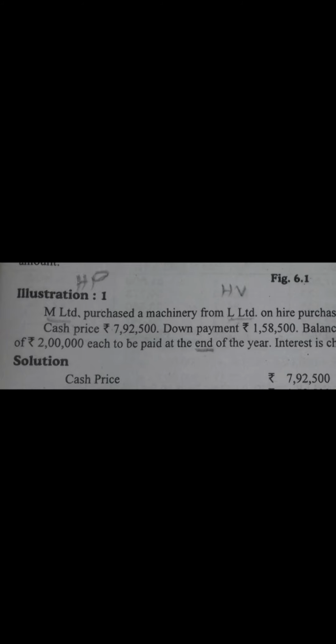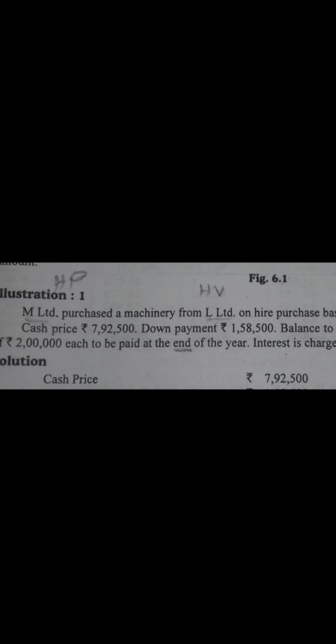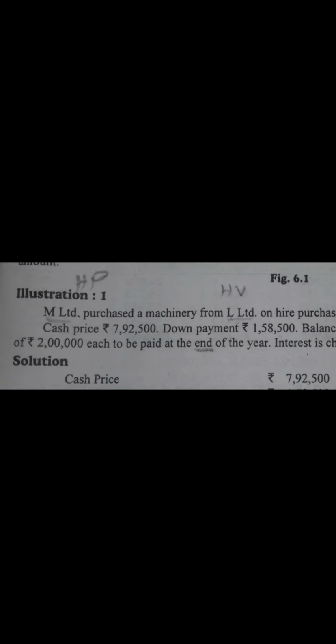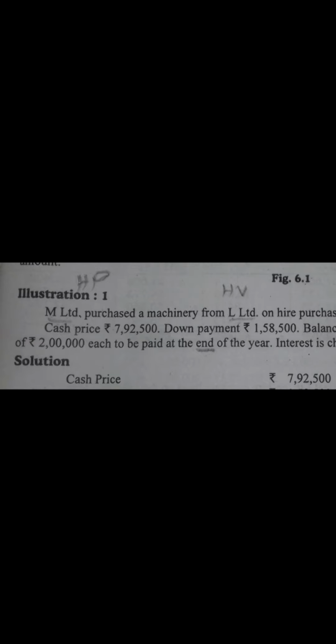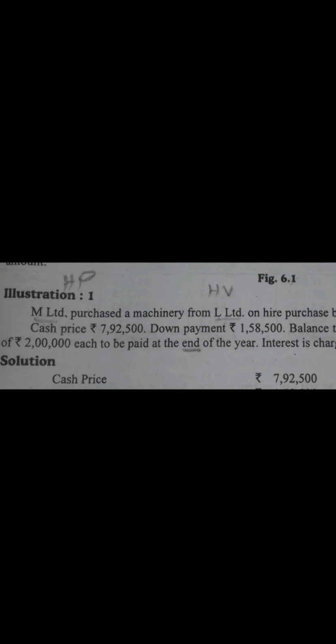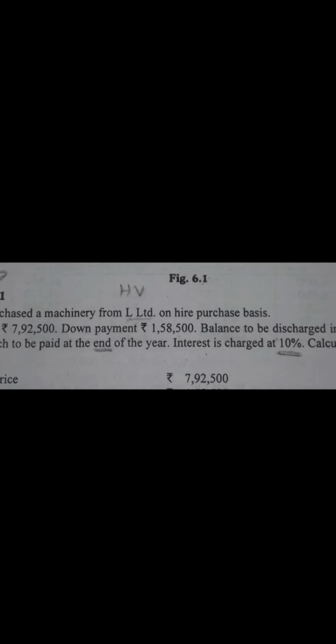That comes to rupees 9,58,500. Okay, this 9,58,500 is very important students. This is known as hire purchase price. So as we have seen in the previous video lecture also, in order to calculate the hire purchase price, we have to add up all the payments, the down payment as well as all the installments. So hire purchase price is rupees 9,58,500.